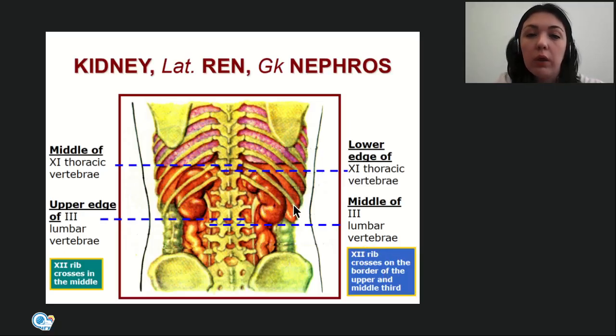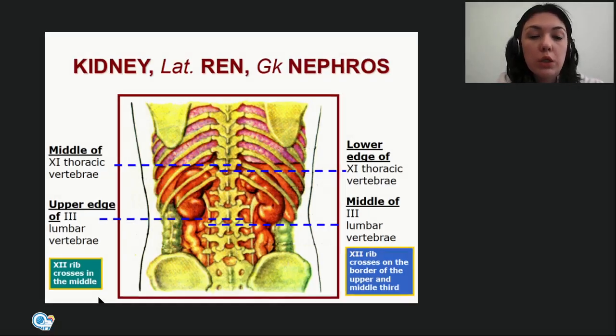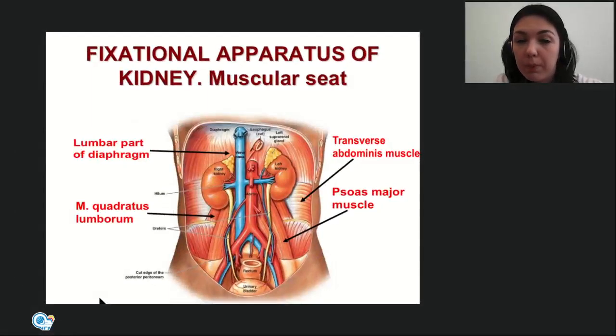So this is also very important, especially when we perform a surgery on the kidneys, to perform a suitable surgical approach.